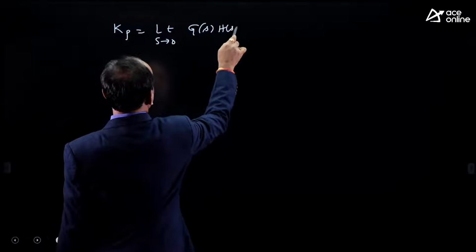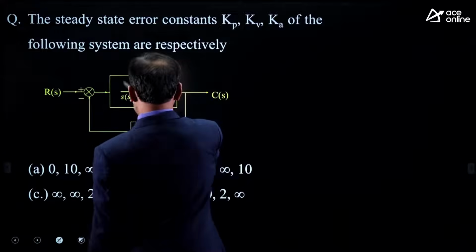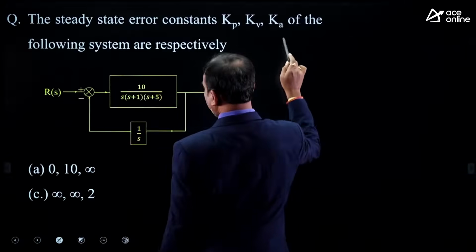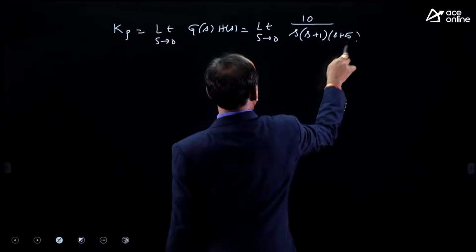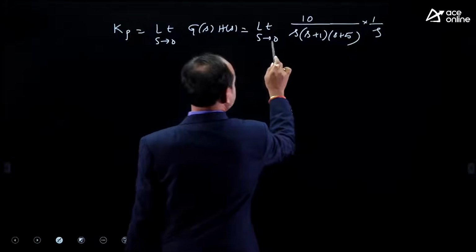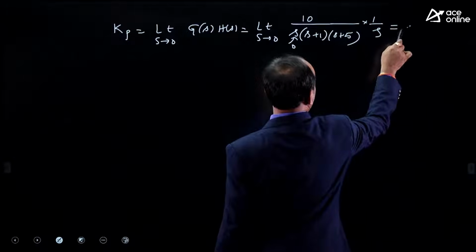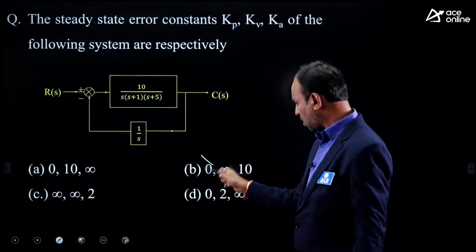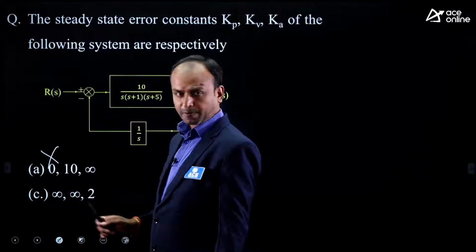Now G(s) here is 10 upon s into (s plus 1) into (s plus 5), and H(s) is 1 by s. As s tends to 0, something by 0 is how much? Infinity. So the first one should be infinity. First one 0 is wrong. So the first one is infinity, only option C.